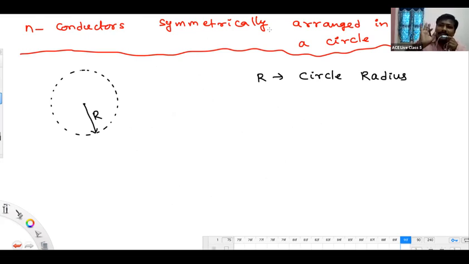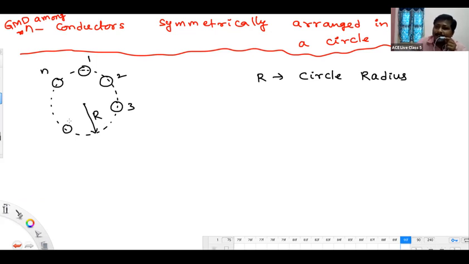N conductors symmetrically arranged in a circle. I'll write the heading itself here: GMD among N conductors symmetrically arranged in a circle. Now, I'll show those N conductors in the circle. Conductor 1, conductor 2, conductor 3 and so on up to N.